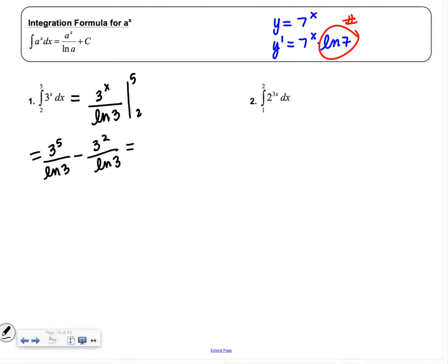3 to the 5th? It's always a Sycamore student that blurts this out. I'm surprised. Audrey, I'm sad. It is 243. So it's all over natural log of 3. Yeah, that's right. Maggie, too.